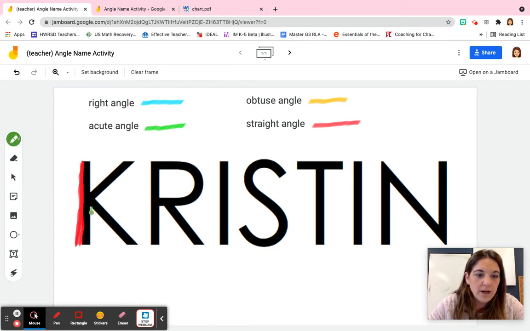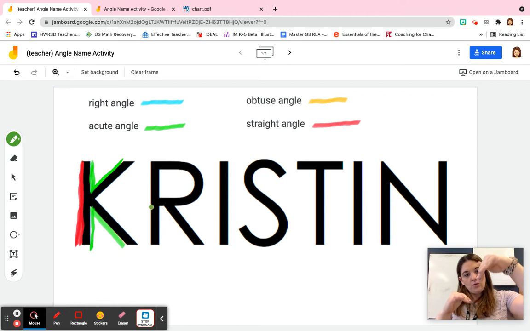And then watch what I do. I'm just going to take my green and highlight in here. There's an acute angle. And I'm going to highlight in here. There's another acute angle. So I have a straight angle and two acute angles just in the first letter of my first name. I haven't even done the rest of the letters yet.